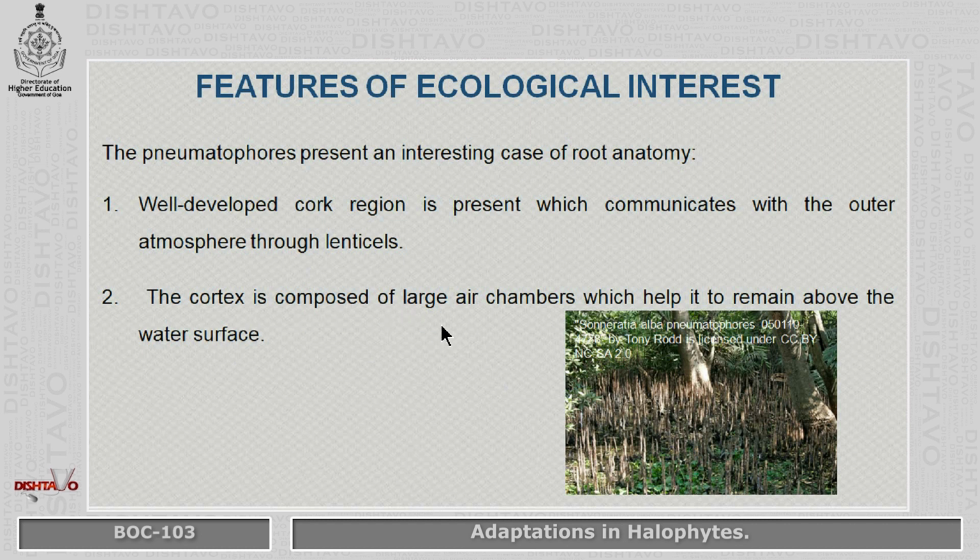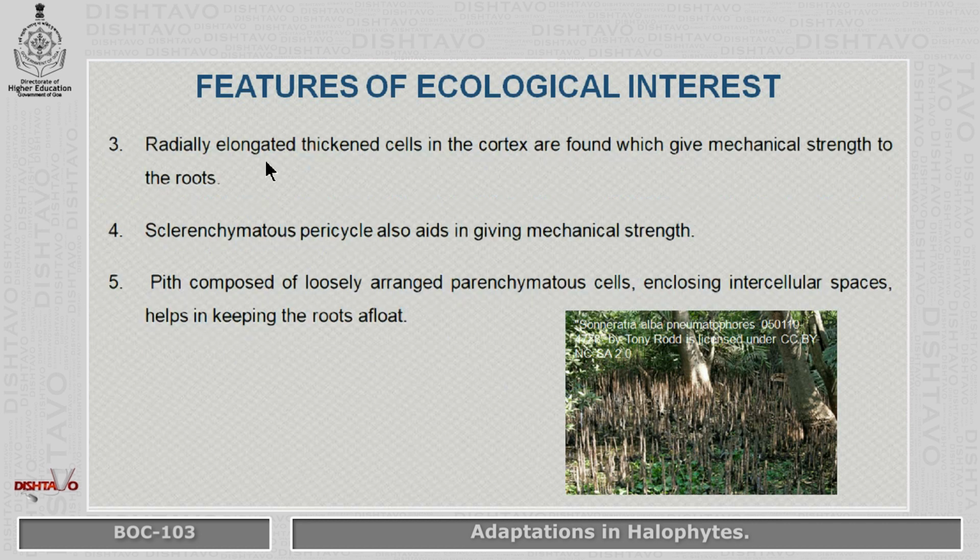The cortex is composed of large air chambers which help it to remain above the water surface since they are aerenchymatous in nature. Apart from that, cortex also gives mechanical strength to these roots. Sclerenchymatous pericycle aids in giving mechanical strength. Pith is composed of loosely arranged parenchymatous cells enclosing the intercellular spaces which help the root to float.